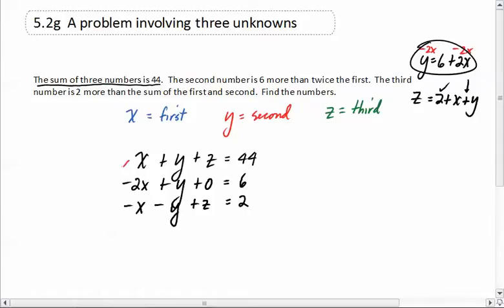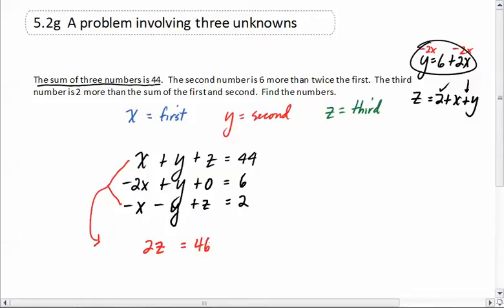Let's take a look at our process. I'm going to take the top one and the bottom one and eliminate. When I add these together, it's actually going to eliminate both the x and the y. Now, I hadn't planned on that, but let's see what we get from that. So these two are going to end up creating 2z is equal to 46.